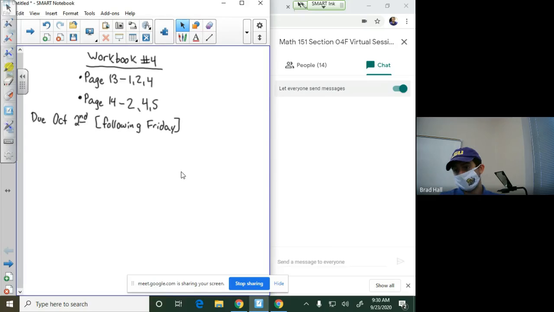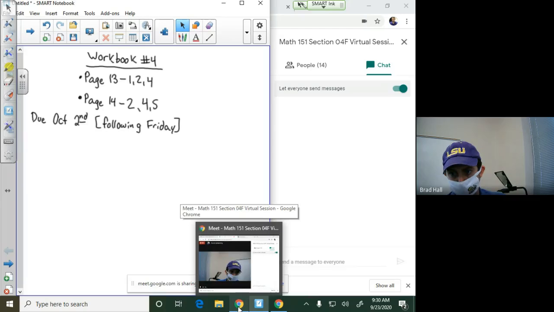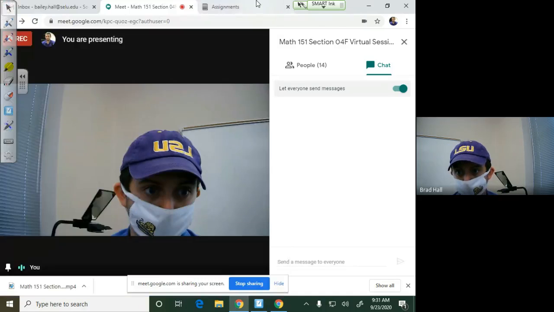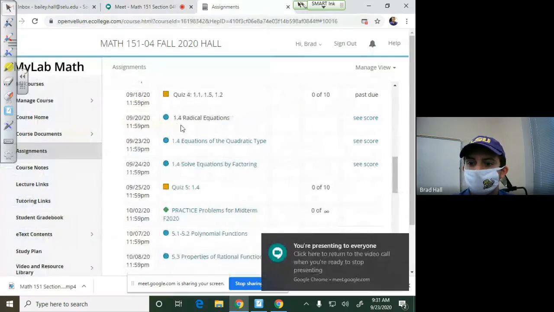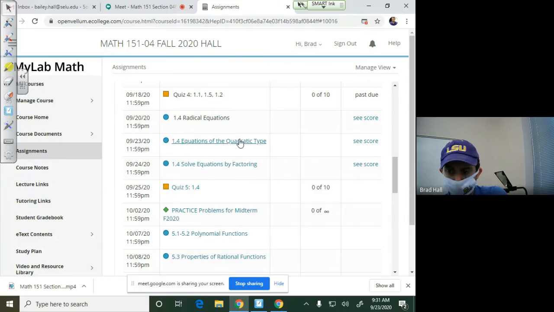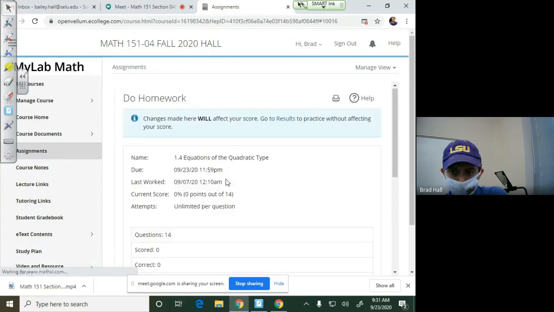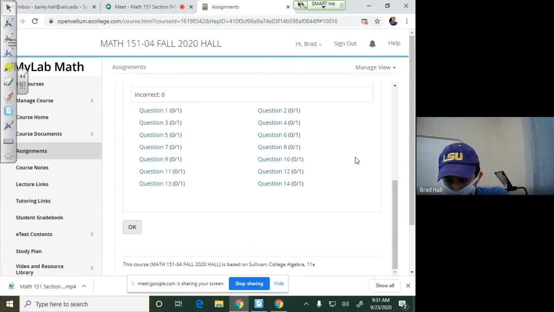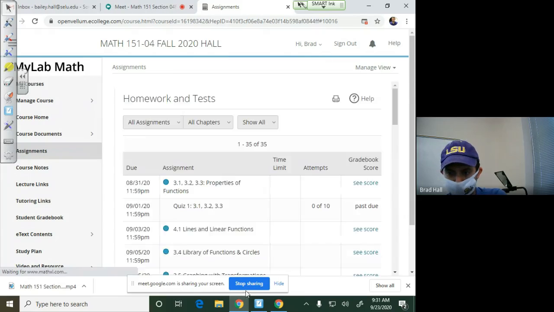If you have any homework questions about anything, mainly this pertains to equations of the quadratic type. This homework is due tonight. So this is the substitution type problems. There are 14 questions, and if anything, I'm going to do the last 2. I think the last 2 are a little tricky, so I was planning on doing the last 2.